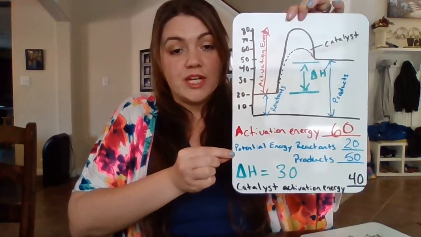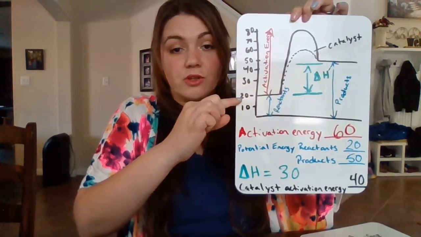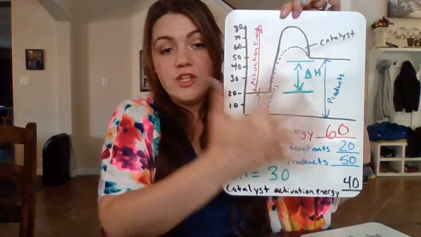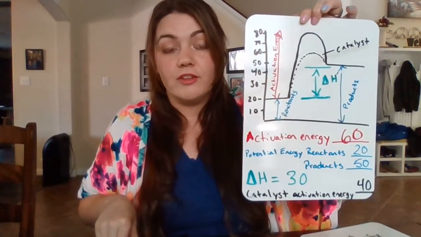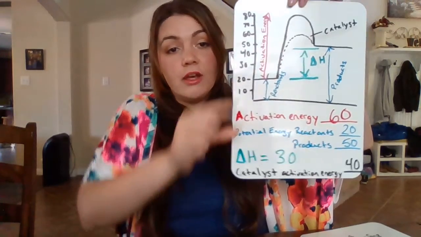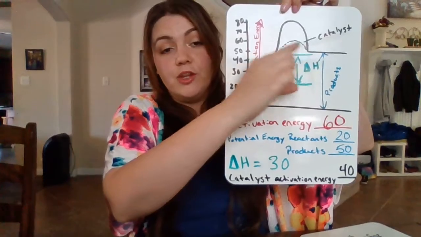Next, it says, what is the potential energy of the reactants and the products? Well, that's just where they're starting. So the reactants, it starts at 20, so it's 20. The products start at 50, so it's 50. That's it. You just literally look at it. That's where they start and where they end. Now for the change in heat, that is always from where it started, reactants, to where it ended, the products.